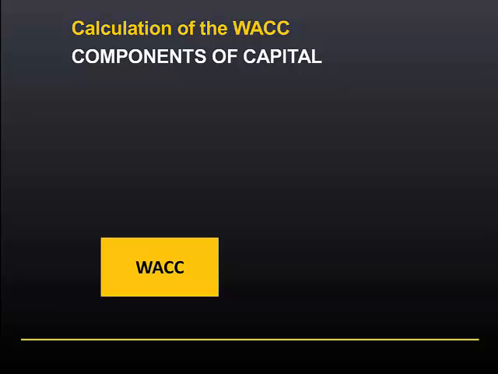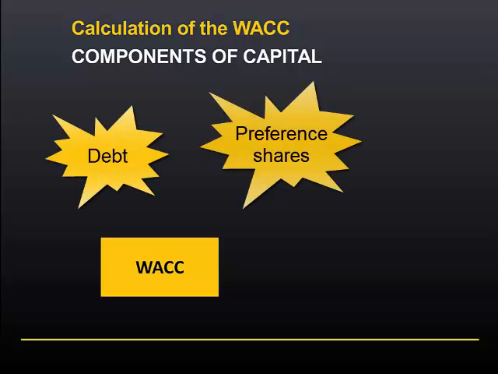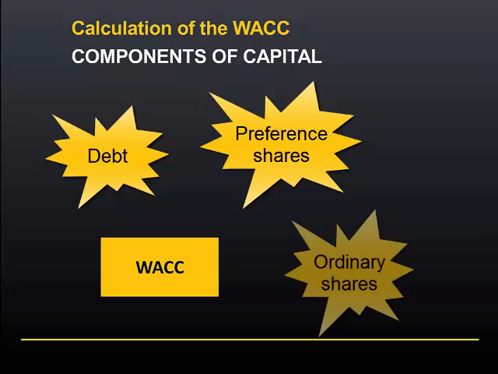Over the last 4 modules, we've looked at how we can calculate the cost of capital for the 3 main components of a firm's capital structure, namely debt, preference shares, and ordinary shares. In this module, we will bring together those different components of the capital structure and calculate the total weighted average cost of capital.